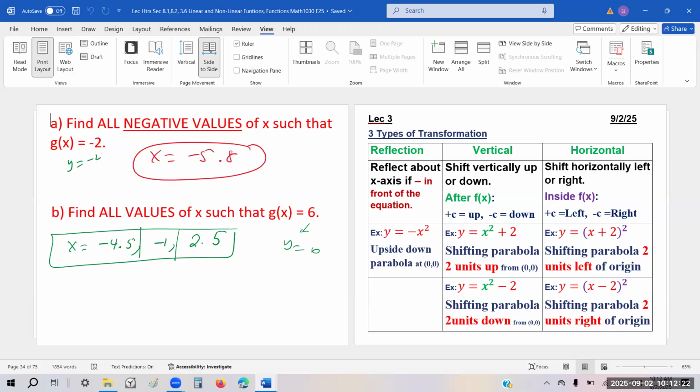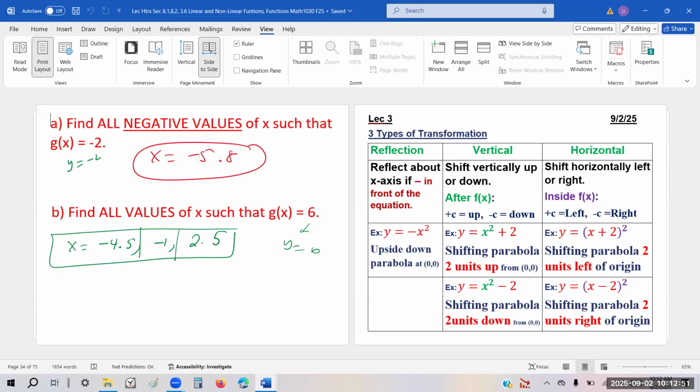Reflection basically means we are reflecting about the x-axis. So if you have a negative sign in front of the original function, all you have to do is reflect about the x-axis. For example, if we have y equals negative x squared, it means take the x squared graph, which is a parabola, and reflect it about the x-axis. So let's make it upside down. So if you have a negative in front of the original function, it's just reflection about the x-axis.